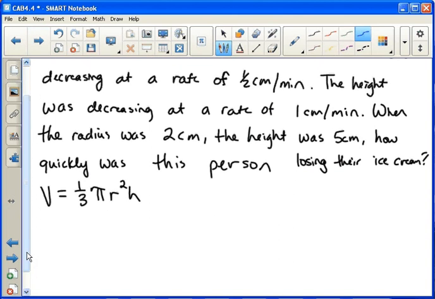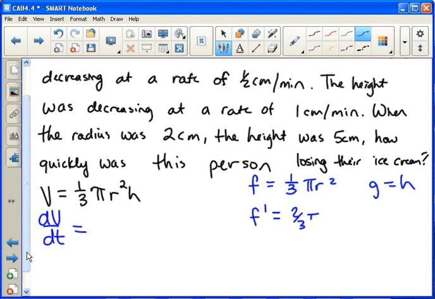So the derivative of V is just dV dt, but then for the other side we're going to have to use the product rule. So f is going to be 1/3 pi r squared, and g will just be h. f prime will be 2/3 pi r dr over dt, and g prime will be dh over dt. So we get 2/3 pi r h dr dt. That's f prime times g, which I just did.